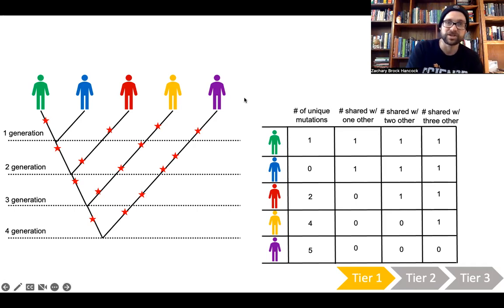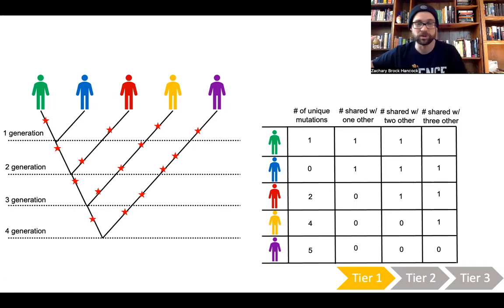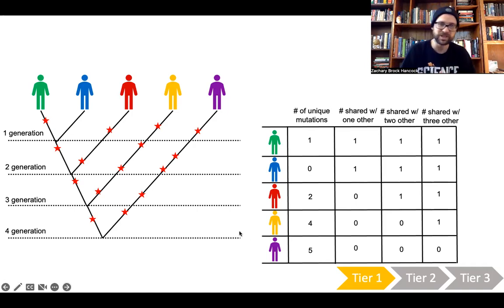Since purple is our outgroup, is our most distantly related individual, as I said before, they should have the most number of unique mutations, given that they diverge from everyone else in the data set much further into the past, okay? And sure enough, they have 5 mutations that are unique to them. So that gives us some idea about how we can begin to think about the number of mutations per lineage telling us something about time. How long ago did any individual diverge from anyone else?